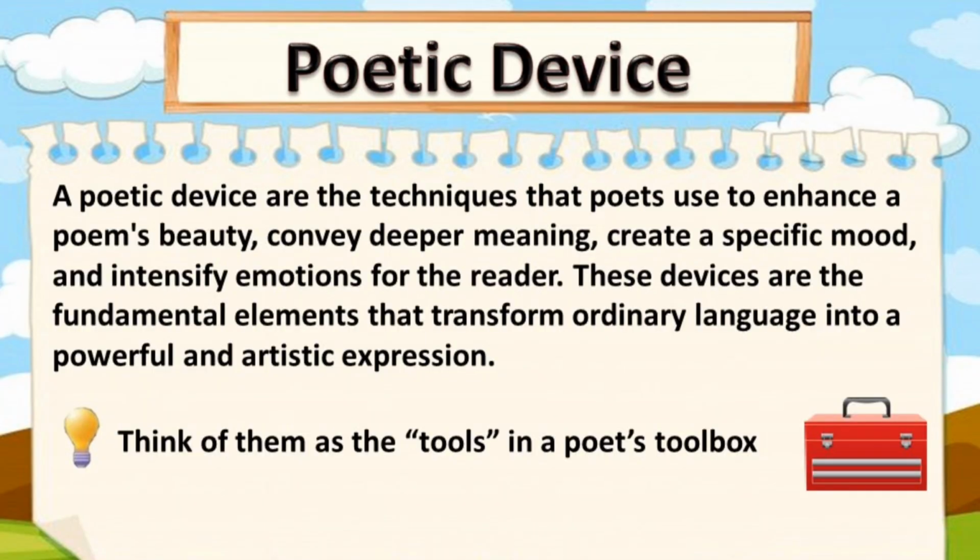Now, let us see what poetic devices actually are. Poetic devices are the techniques which poets use to enhance the beauty of the poem, to convey its deeper meaning, to create a specific mood for the reader, and to intensify the emotions for the reader. These devices are the elements that allow the poet to transform ordinary language into a powerful and artistic expression. We can also think of poetic devices as the tools in a poet's toolbox.